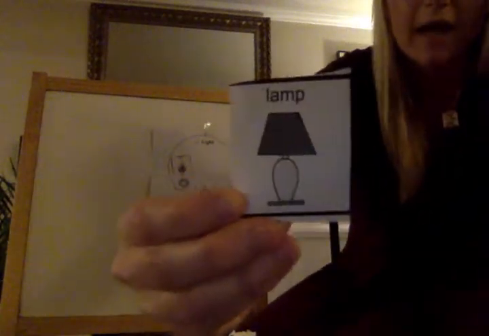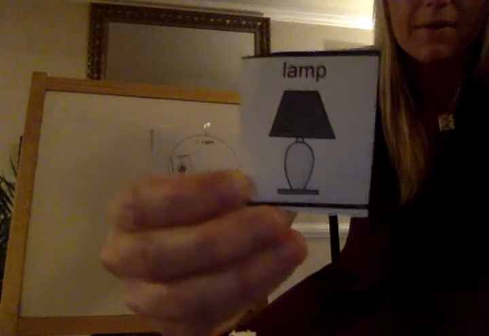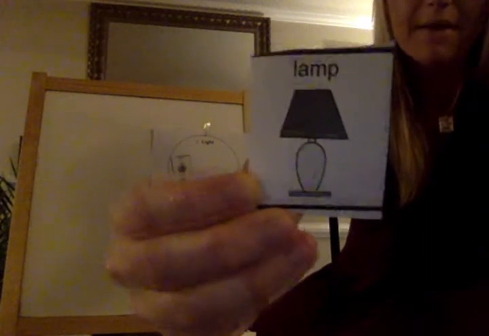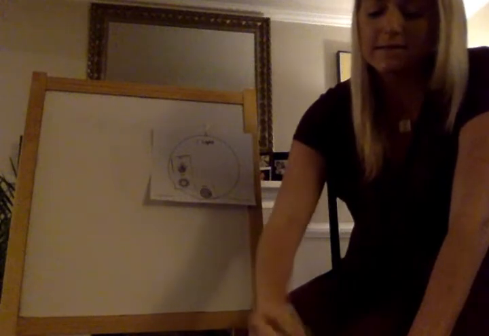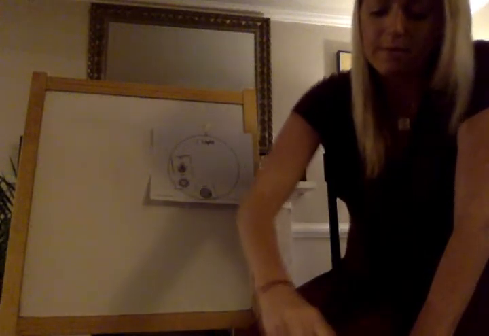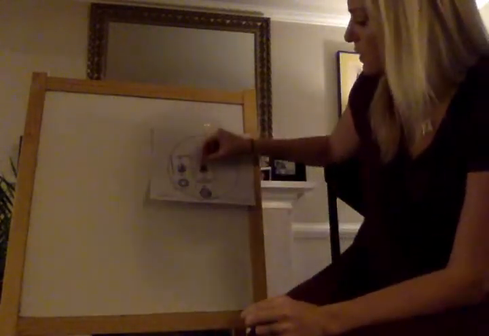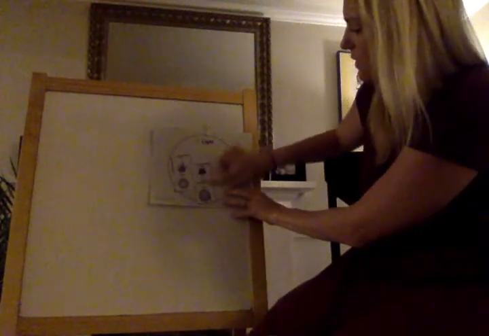The next word I have is lamp. A lamp makes light. Lamp. Put your glue on the back of the word lamp. Glue lamp inside your circle.